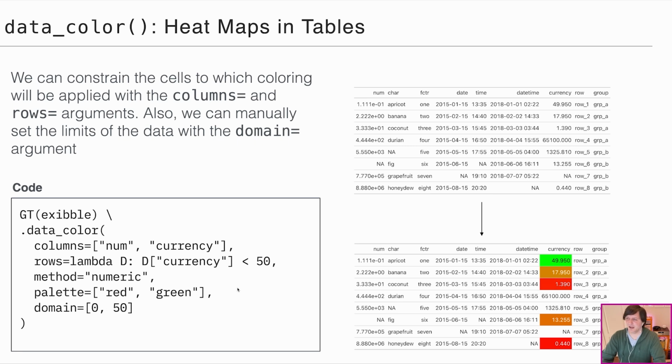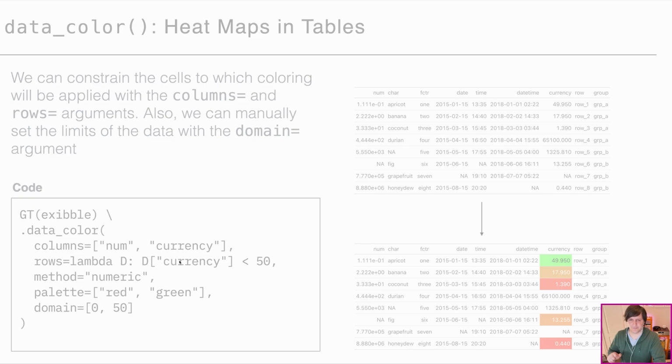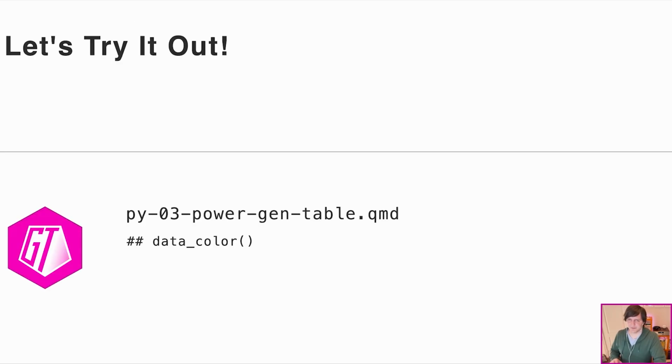Another thing we're doing here is choosing a domain. So we're actually setting the limits of the colorization. From 0 to 50, that's what we'll use for coloring, and anything outside of that will just not be used. In the code along that you'll see later, we'll go through that in the table.